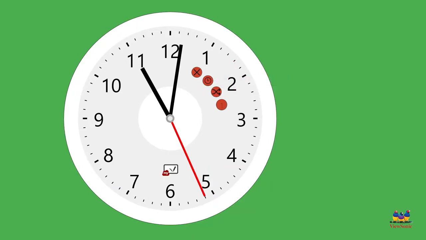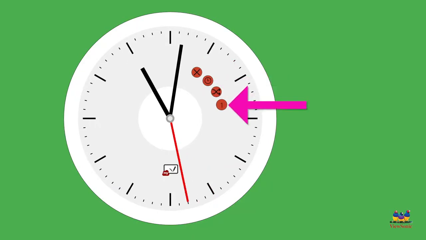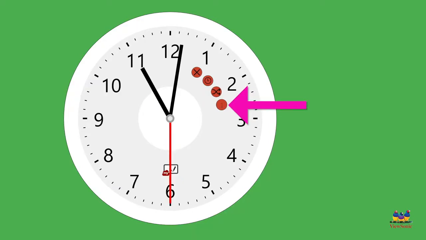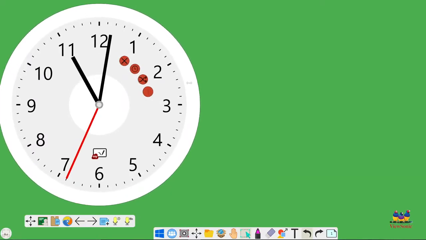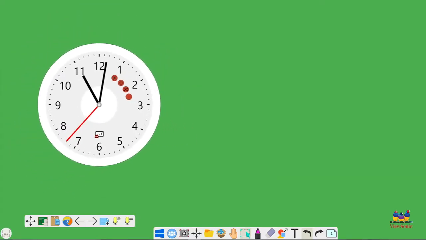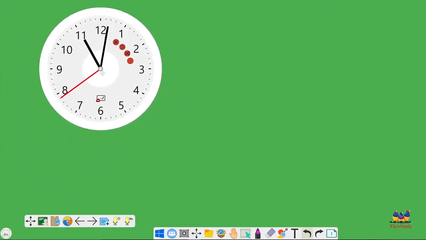If I want to turn off the numbers, press the number 1 button to toggle the numbers on or off. If I want to resize my clock, drag the sides, or I can move it from the middle.